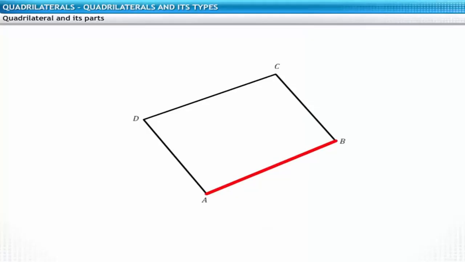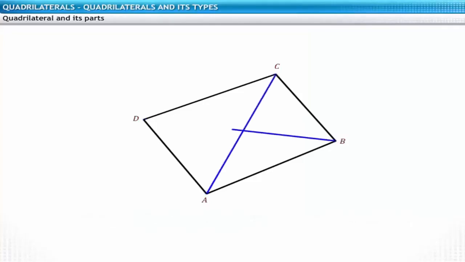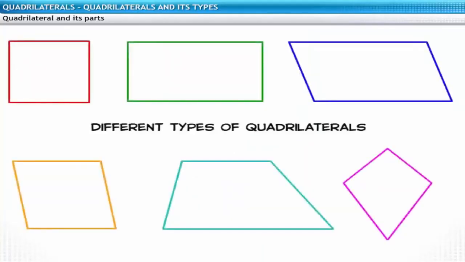Here AB, BC, CD and DA are the 4 sides. For angles, angle A, angle B, angle C and angle D are the 4 angles formed at the vertices. And for vertices, A, B, C and D are the 4 vertices. AC and BD are the 2 diagonals of the quadrilateral ABCD. Next, we'll discuss the different types of quadrilaterals and their properties.